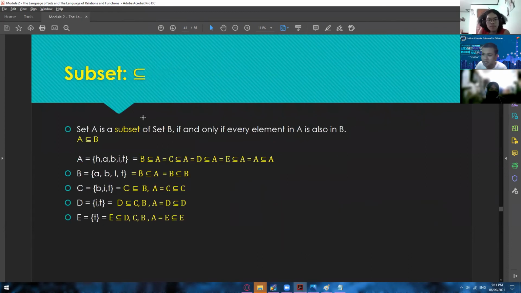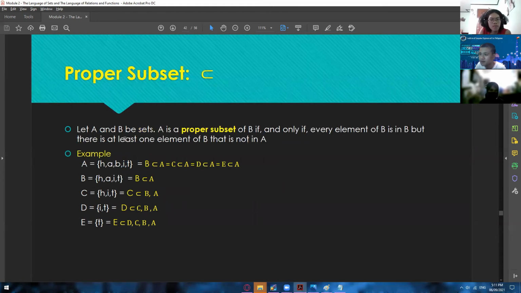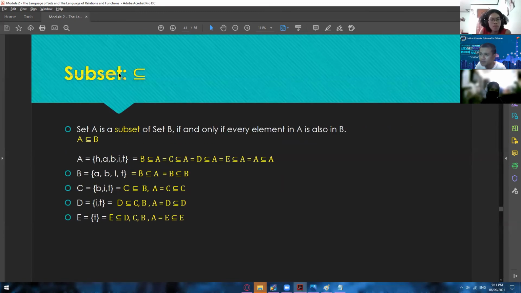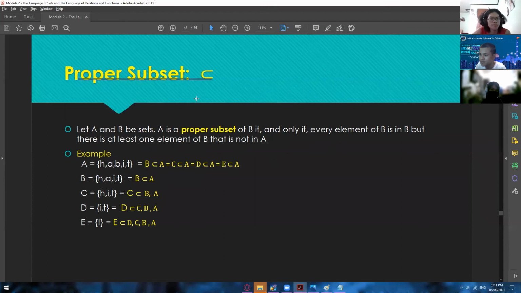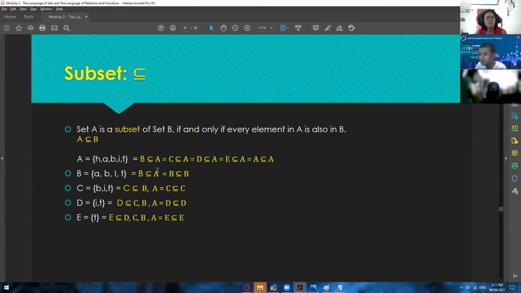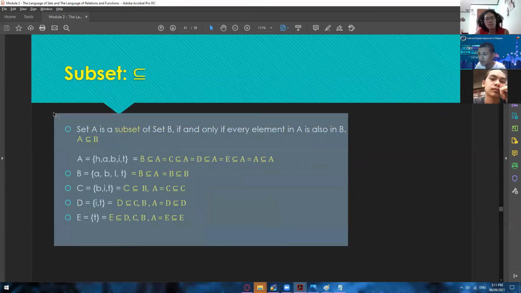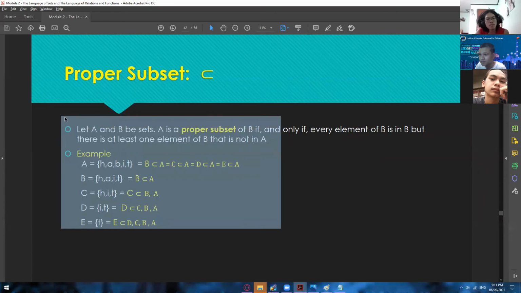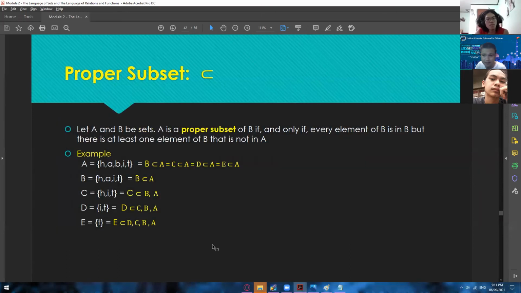Anyway, let's now proceed to, oops. We have already answered this one. I don't know why it is here. So we will skip this subset and proper subset topic, since we have already discussed it a while ago. But just in case you need more examples or clarification, these are the answers. The same goes for the proper subset.